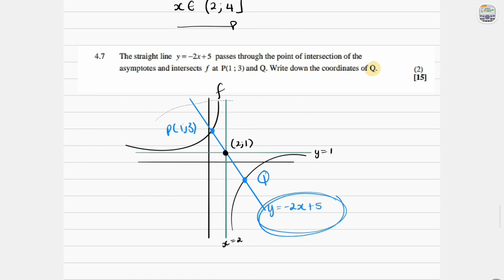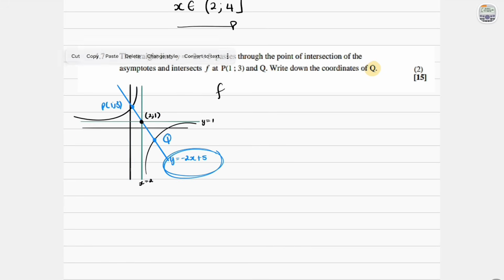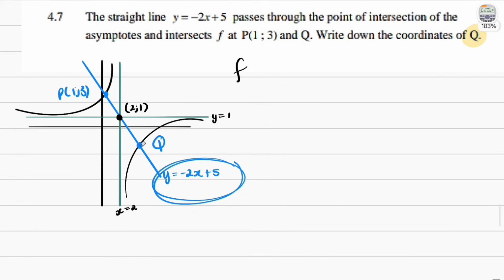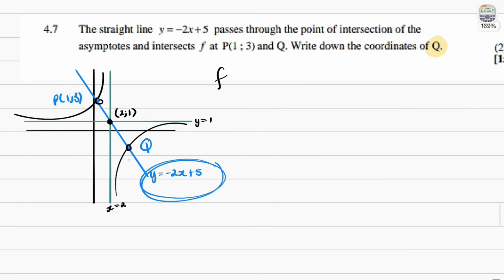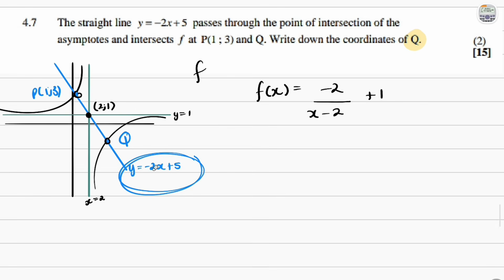So the only logical way I can see that we can actually approach this question is to simply equate those 2 functions. You know that you're trying to find Q, which is really just the other point of intersection. So we have one point of intersection here, and then we need to find the other one. It's a point of intersection between F and this line they gave us the equation of. So I'm just going to equate them. So f of x is equal to negative 2 over x minus 2, plus 1. And I'm going to equate it with this. We're making y equal to y. F of x stands for y.